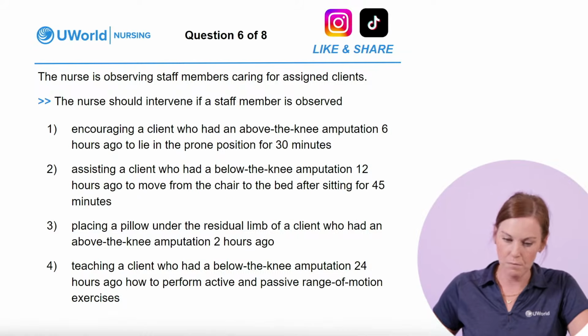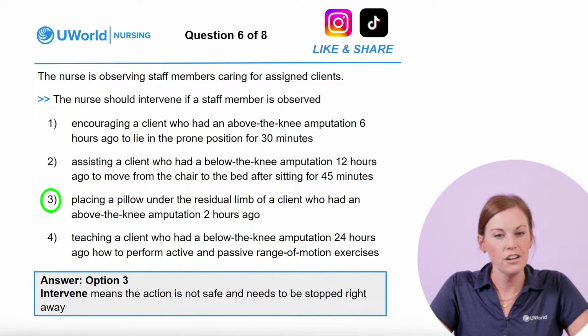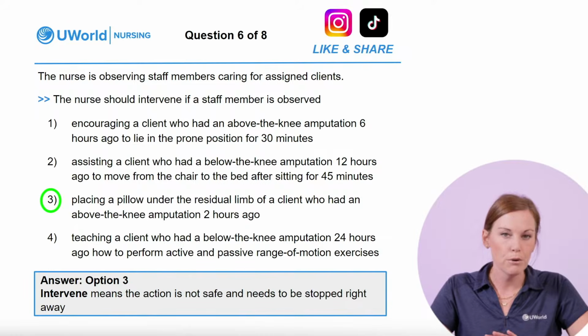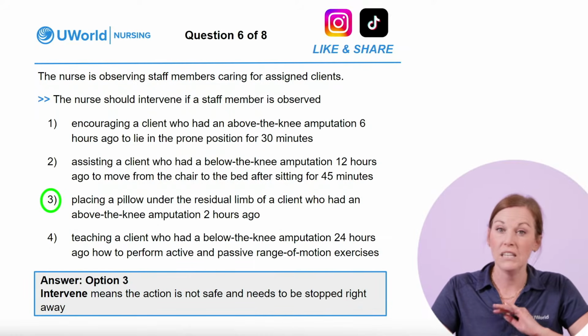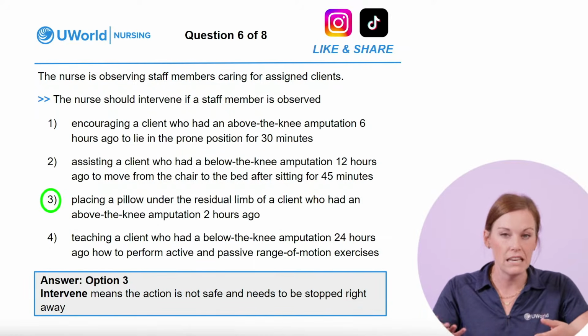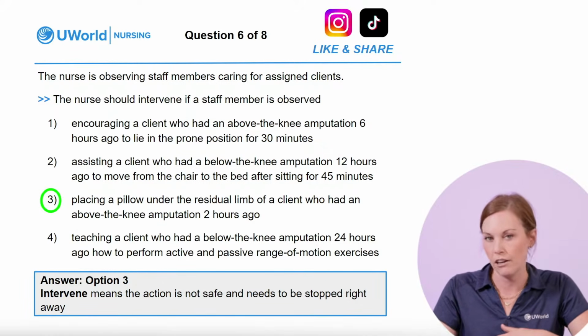All right, I will go ahead and pull up our answer. So our correct answer on this one is going to be option 3. Again, intervene means the action that's being performed is not safe for the client. So we need to stop the action. So the correct answer is going to be the incorrect action.